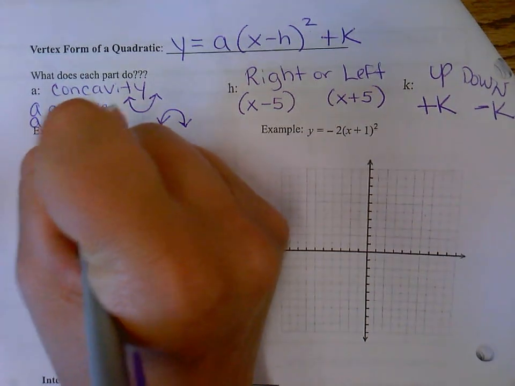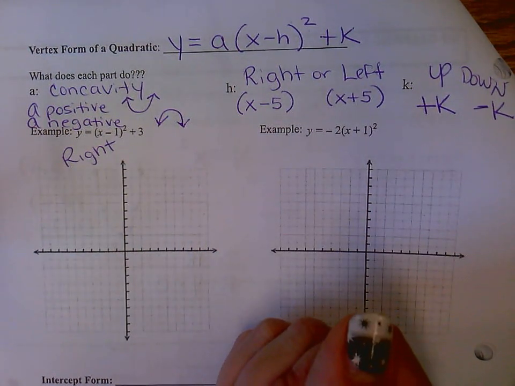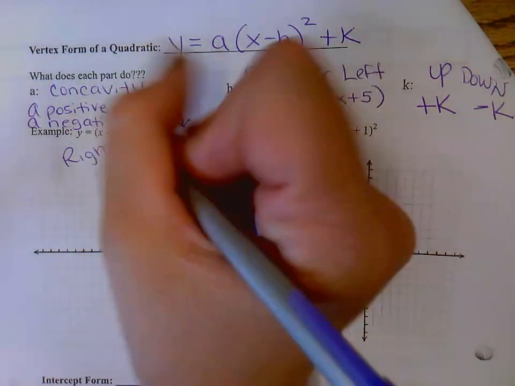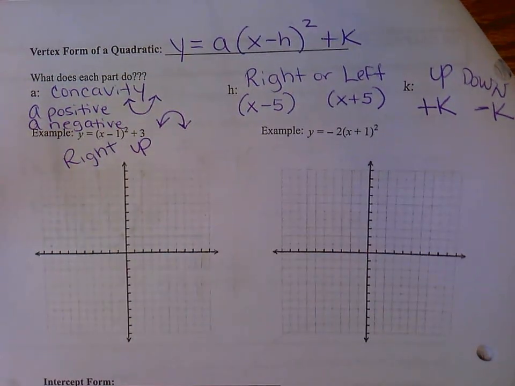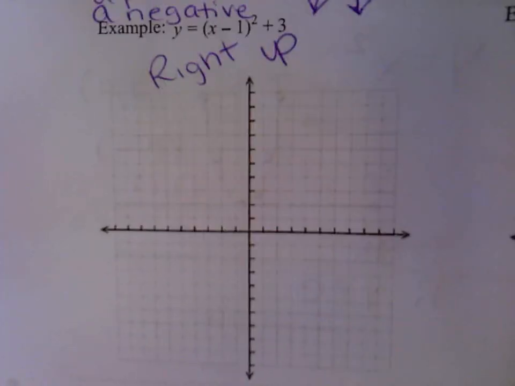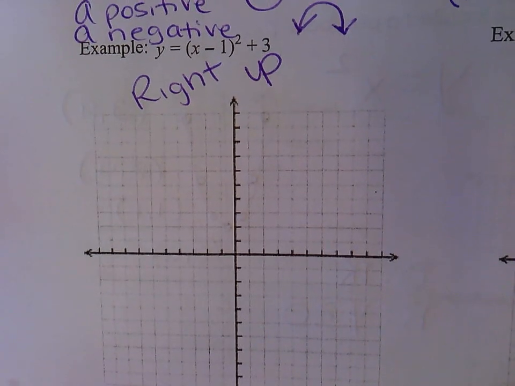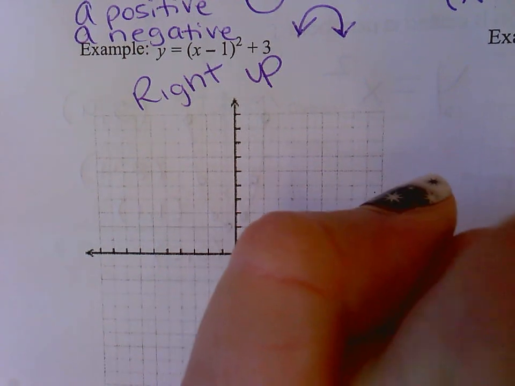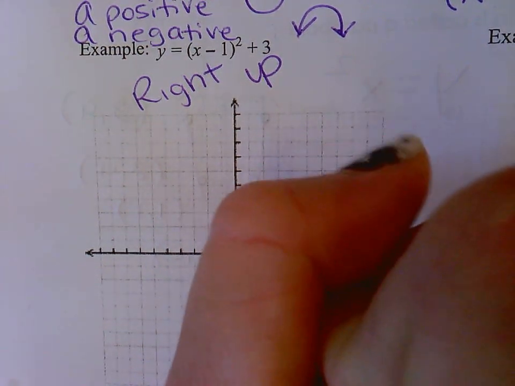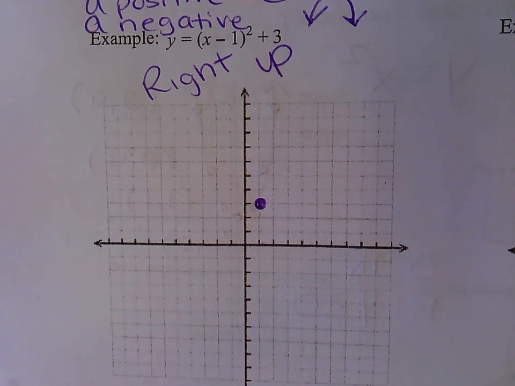Goes right 1, and what does this plus 3 do? Up 3. So right 1 and up 3. So I'm going to take my transformation rule. I'm going to graph my vertex, which is right 1 and up 3. There's my vertex. That's the bottom or the top of the parabola.